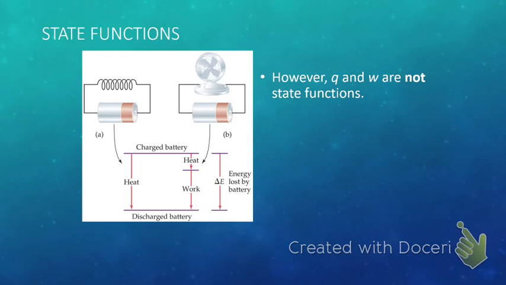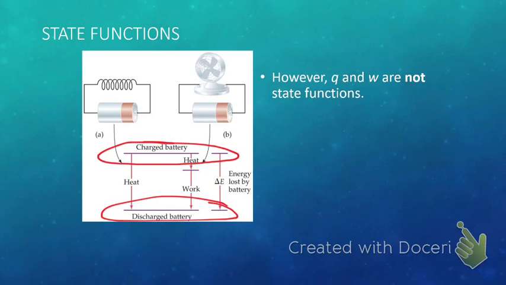So if we look at this example here, we start off with a charged battery. The charged battery has a certain amount of internal energy, and then you find it later on. Say, for example, you're married and your wife has put the battery back in the drawer and it's dead. Not speaking from experience here. It's a discharged battery now.